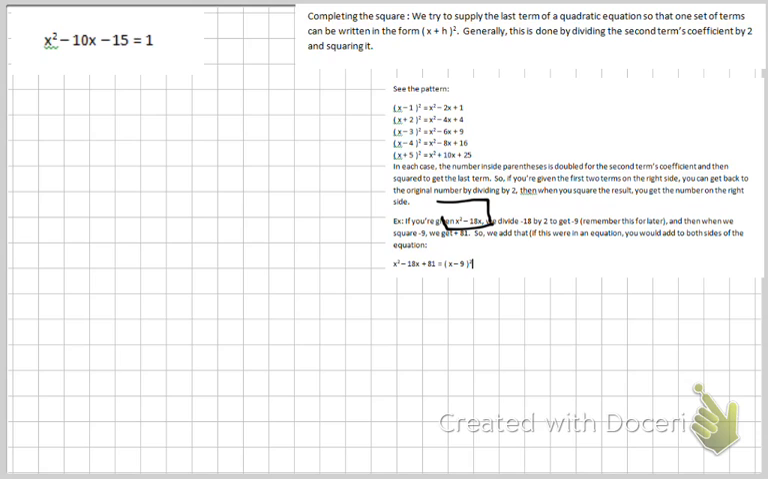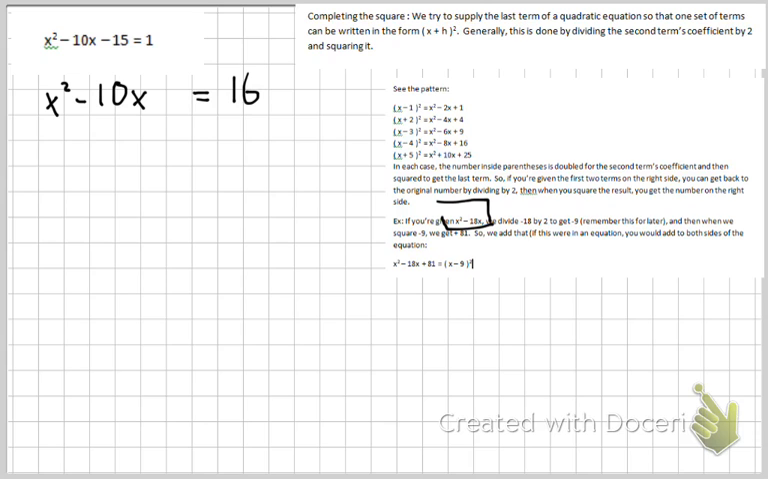In this case, what we're going to do is start by moving the negative 15 over to the other side. It's not necessary to do that. Some people just move it a little bit over. But I find it useful to actually just focus on these first two terms.